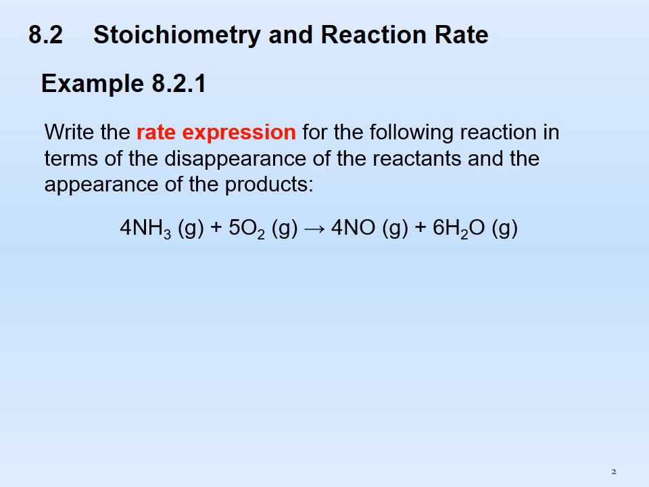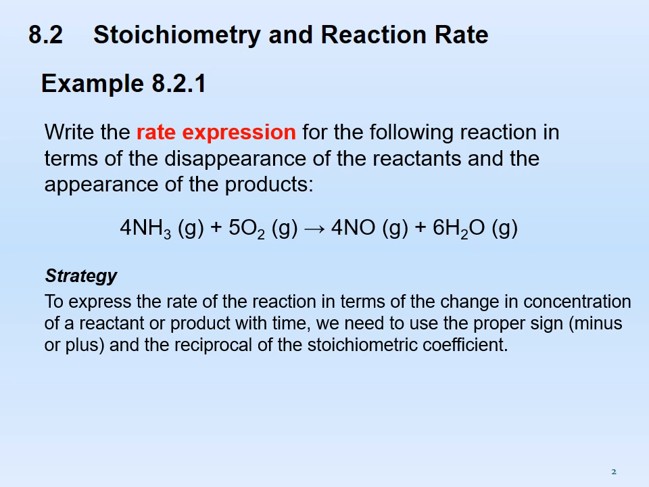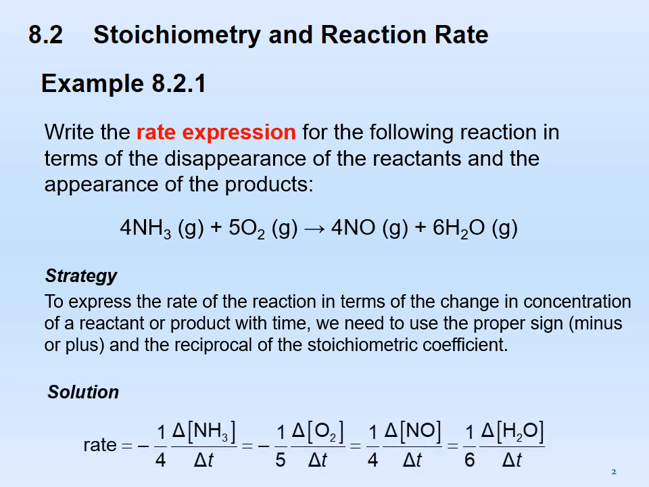In this example, we are to write the rate expression for the following reaction in terms of the disappearance of the reactants and the appearance of the products. To express the rate of the reaction in terms of the change in concentration of a reactant or product with time, we need to use the proper sign, minus or plus, and the reciprocal of the stoichiometric coefficient. Reciprocal of a number means 1 divided by that number. Thus, in the solution shown, the minus sign is only used for the expressions involving the reactants, ammonia and molecular oxygen, not those of the products.